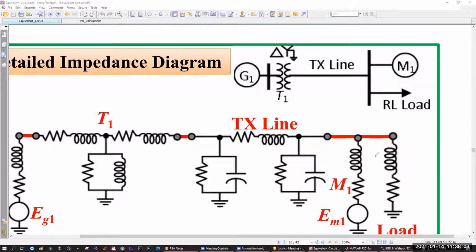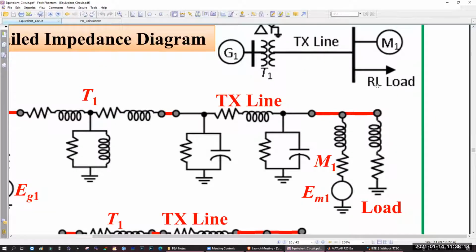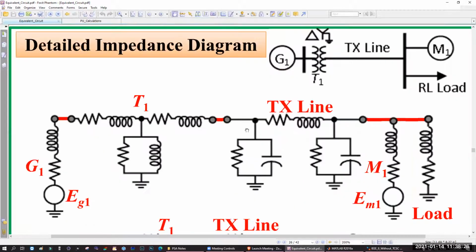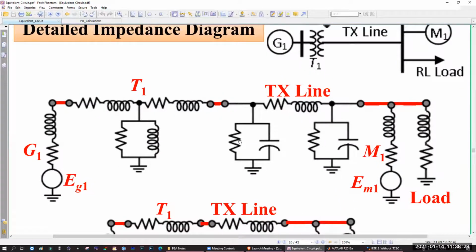For motor, this is your motor, right? Like a generator, you have reactance, you have resistance, and you have what? A circle. Now for normal load, the load can be resistive. This is called RL load. That means you have an R, you have an L. RL. Can you see that? Yes. So this is your detailed impedance diagram.